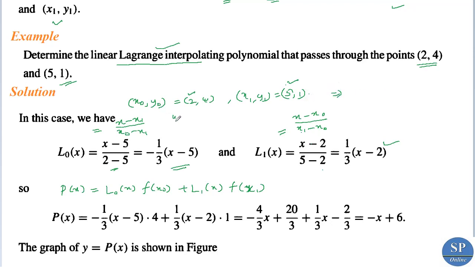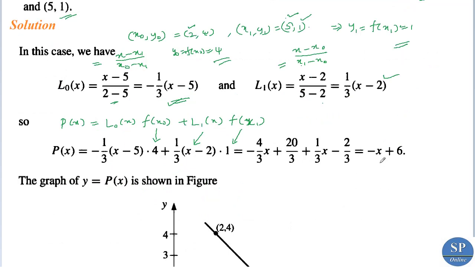Here we have y naught is equal to f of x naught, which is equal to 4, and y1 is equal to f of x1, which is equal to 1, right? So we can replace that. L naught of x is minus 1 by 3 into x minus 5 into f of x naught equal to 4 here, and L1 of x is this into f of x1 is 1. Replacing this and simplifying, we'll get minus x plus 6.